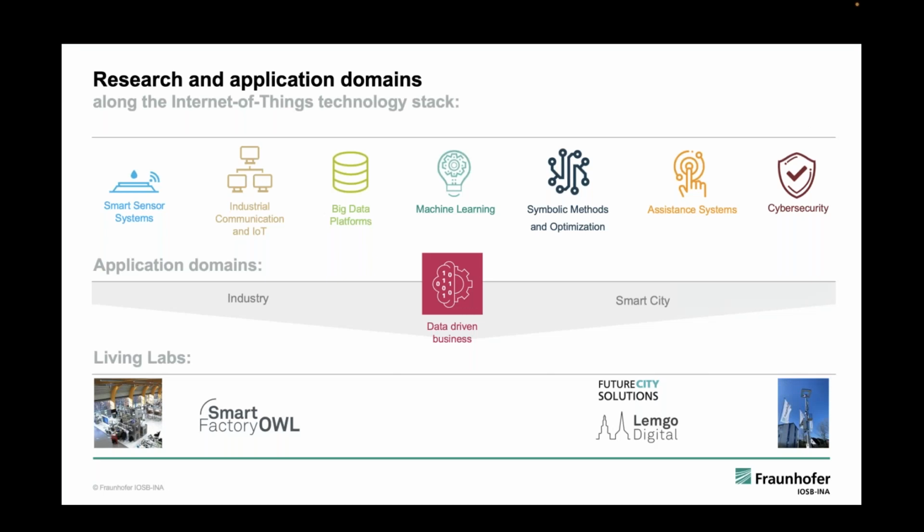Here are our research and application domains, and we say we work across the whole Internet of Things technology stack, beginning on the left with smart sensor systems, where we acquire physical signals and communicate these data with industrial communication and IoT technologies. Then we manage this data in big data platforms, hopefully do intelligent stuff with machine learning, symbolic methods and optimization. The human being, of course, always has to interact with the data still. So we also work on systems for all these data that we are gathering, and we consider cybersecurity across this complete Internet of Things technology stack.